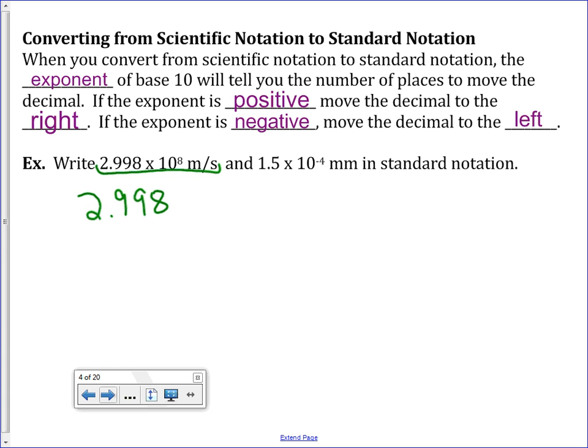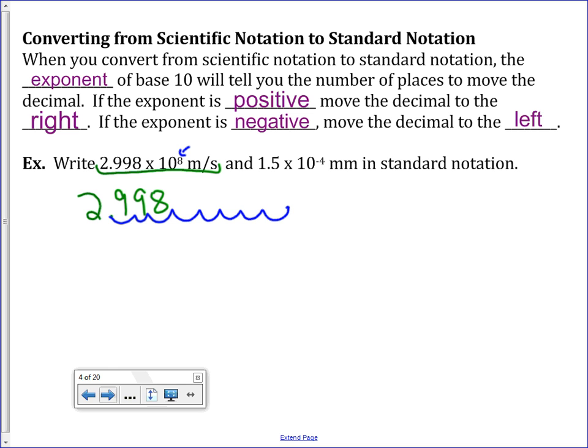So taking that number, when we look at the exponent next to 10, we see that it is a positive number, so we are going to move that decimal to the right. And the exponent itself tells us how many places to move that decimal. So in this case, we are going to move the decimal 8 spots. So we'll move it 1, 2, 3, 4, 5, 6, 7, 8. And behind that 8, we are going to fill in those places with zeros.